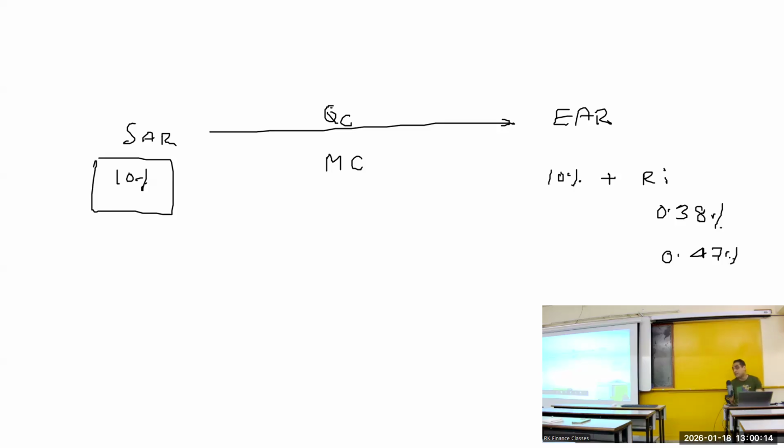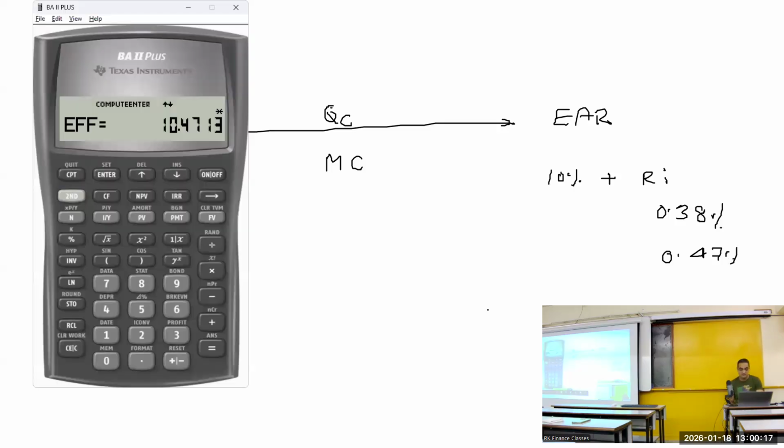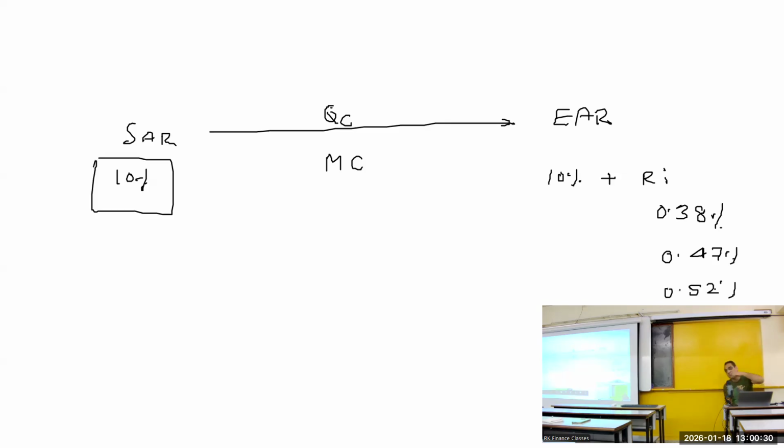I make it daily compounding, so it should even increase further. 365. Coming to effective, it did increase, but not drastically. Again, 0.52. And daily, what happens next?